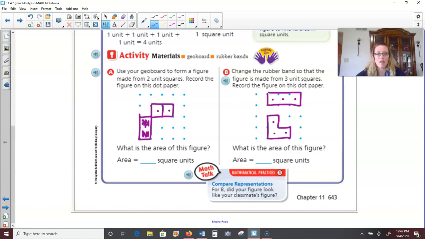So going back to A, what is the area of the figure? Well, since both of these figures that we drew covered 2 unit squares, or 2 square units, the area would be 2. And in letter B, each of these figures I drew covers 3 square units, so my area would be 3. And you could have come up with a different way to draw a figure with 2 square units and 3 square units. So just check to make sure that the area you're covering counts up to 3 squares. Okay?